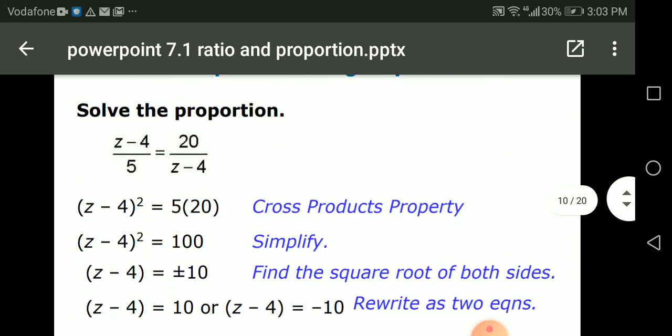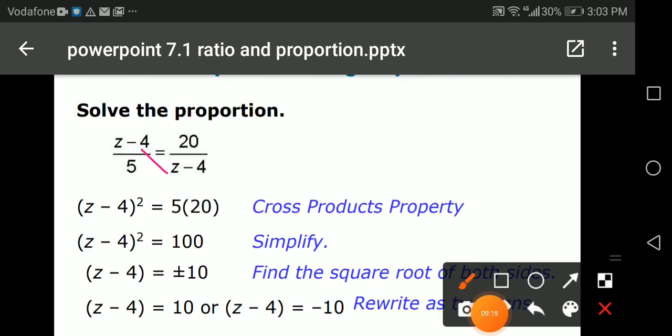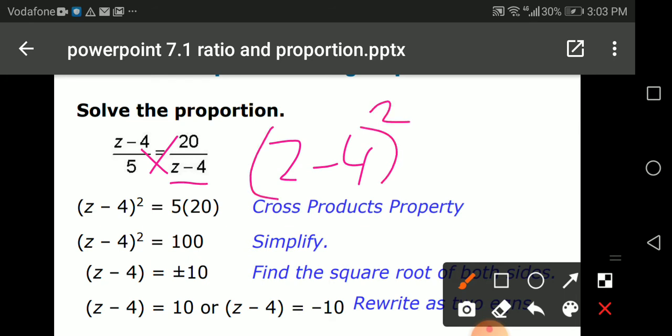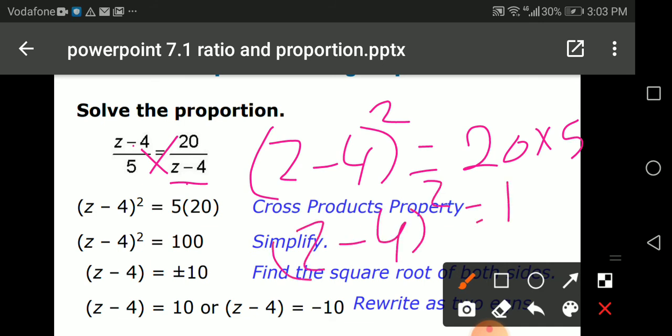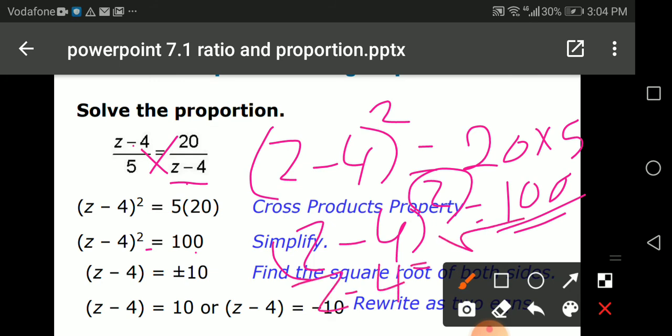What about this example I have here? It's very easy, as you see, the cross multiplication. So z minus 4 multiplied by the same z minus 4, this is called squared, repeated 2 times, squared equals 20 times 5. Z minus 4 squared equals what? 2 times 5 is 10, and we have 0, so 100. So remember, how can we do it? We have z minus 4 squared equals 100. When you have the squared, how can we get rid of the squared? By the square root of 100. So the square root of 100.